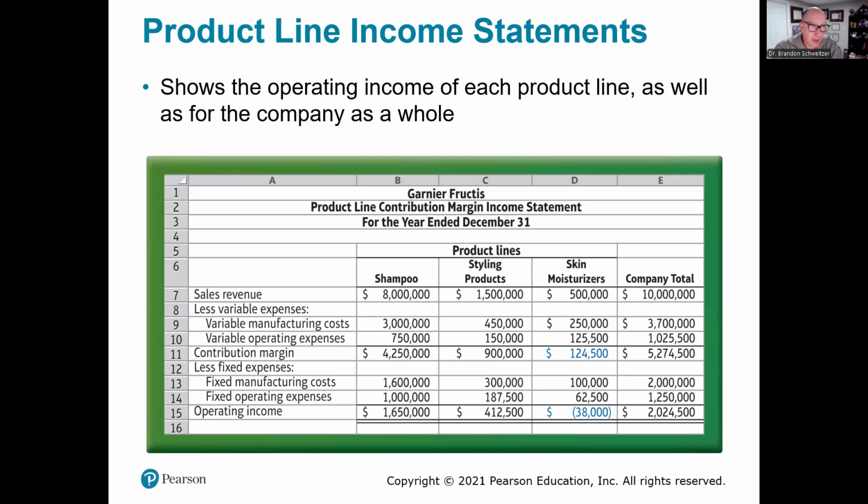This could be a good candidate for a product to eliminate, right? So that's something that Garnier needs to consider when we have a negative operating income. The contribution margin is positive, yeah, but the operating income is negative for that product. So yeah, this could be problematic. So let's see what Garnier decides to do.